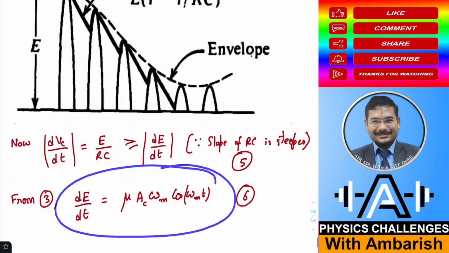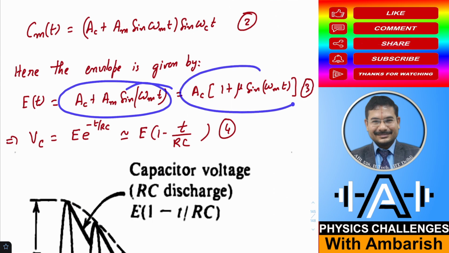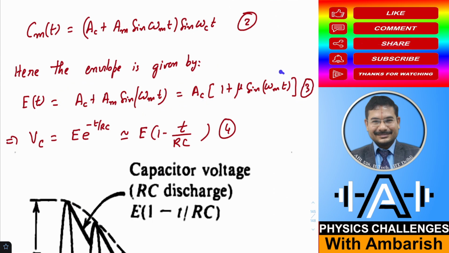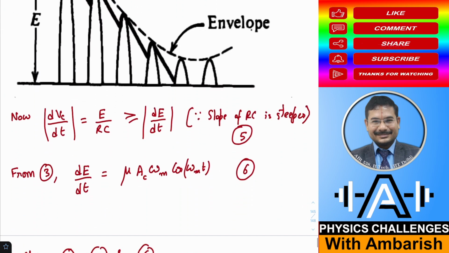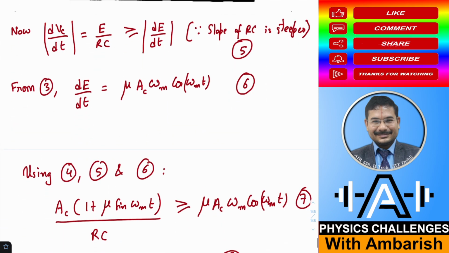So now what is the slope of the envelope? You see, for the envelope you can just differentiate over here. So this is your envelope. If you differentiate, the derivative of AC will be 0, and the derivative of mu sin omega mt will be omega m cos of omega mt, right? And this AC will be as it is, so that's what I've written. So it is mu AC omega m cos of omega mt. So this is the slope of the envelope. And now just put in the inequality.